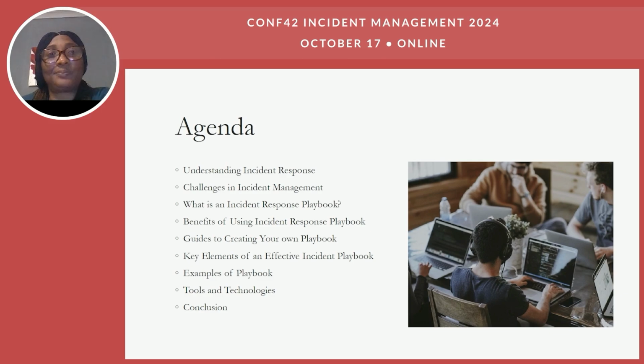Let's dive into it. In order to drive this talk, I'll be looking at some outline. One of them is understanding what incident response is. We'll also be considering the challenges in incident management, what an incident response playbook is, and the benefits of using an incident response playbook. Then the guide to creating one. We'll also look at the elements of an effective incident playbook. And then we look at an example, the tools and technology, and then we conclude.